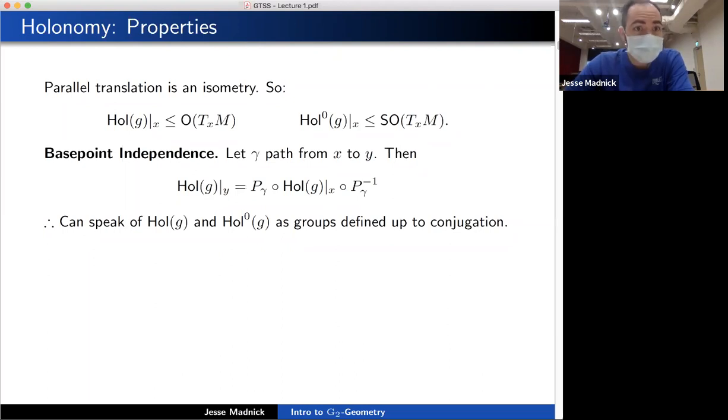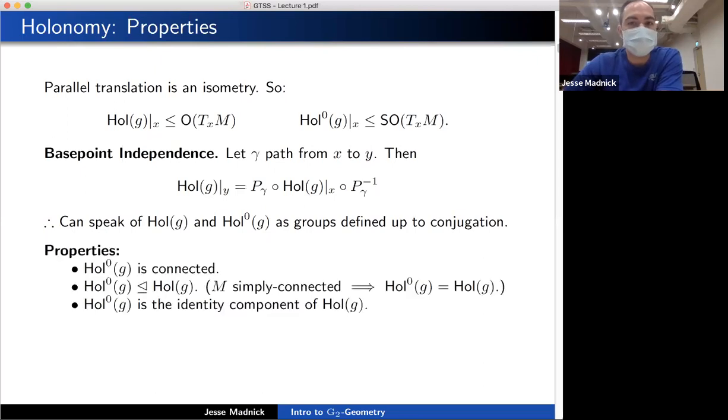So we can speak of the holonomy group and reduced holonomy groups just as groups without reference to the base point, provided we understand that they're groups defined up to conjugation. Okay, so some basic properties are that the reduced holonomy group is connected. It is a normal subgroup of the full holonomy group. And notice that if M is simply connected, then the two coincide. And the reduced holonomy group is in fact the identity component of the full holonomy group. Okay, so these are some very basic properties.